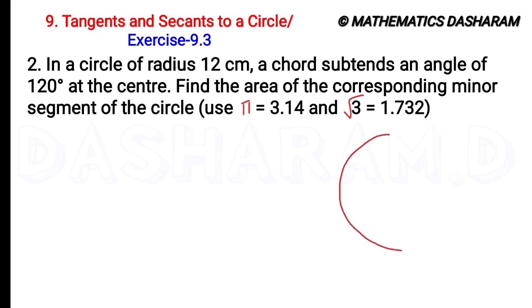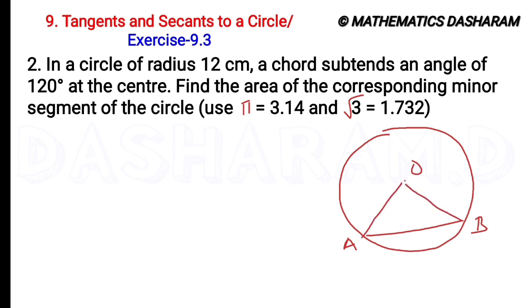So the suitable diagram for this: here is a circle with the center O and radius 12 centimeters, and a chord. So let's draw the chord AB. Subtend means the end points of the chord meet at the center, then one angle will be formed. It is 120 degrees and the radius is 12 centimeters, here 12 centimeters.